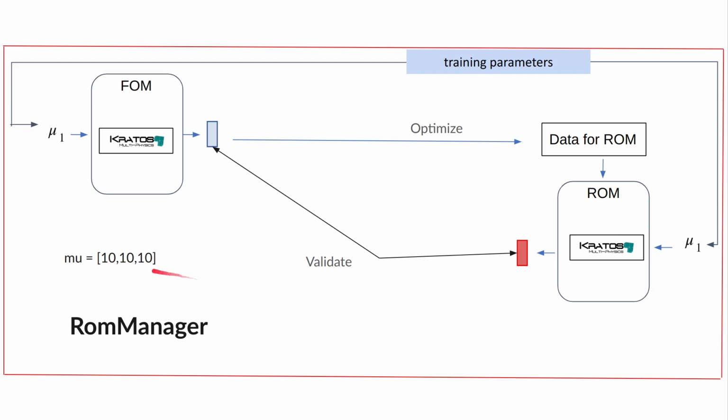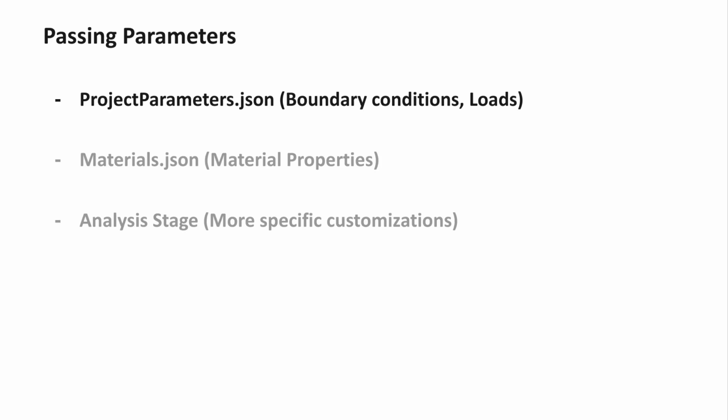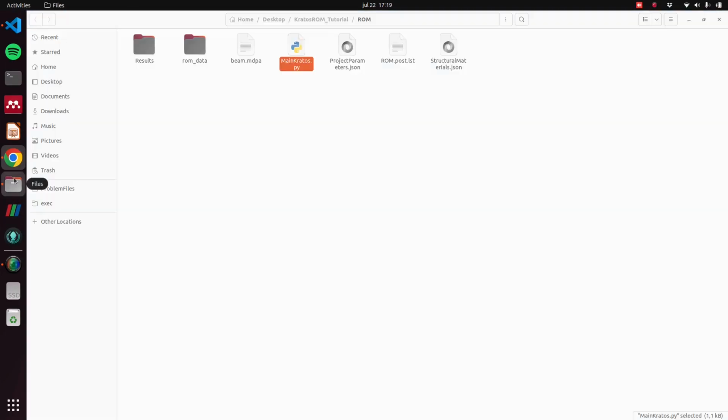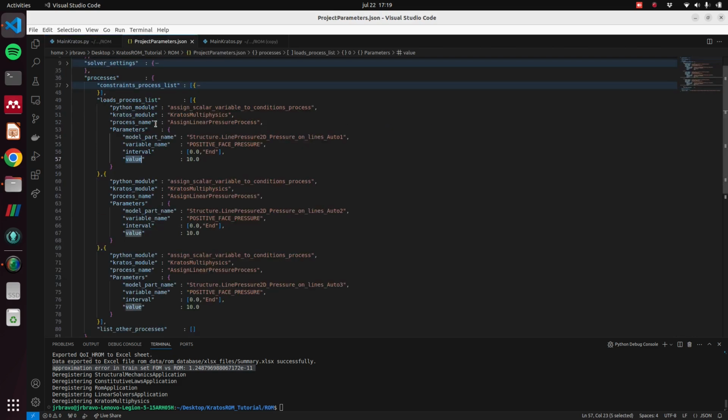For this case, we want now to change this mu vector. In Kratos, in the ROM application, we have mainly three ways of doing this to change the parameters. So in this particular tutorial, we will see how to change the Kratos parameters object that is created basically from reading the project parameters.json. This is helpful in changing boundary conditions, and right now we are going to be changing the pressure loads. So let us open here the project parameters.